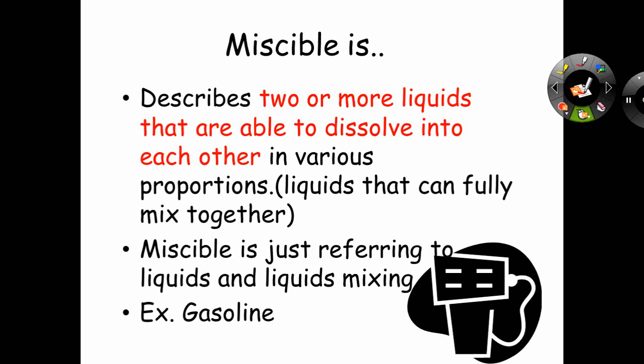Miscible. Miscible describes when 2 or more liquids are able to dissolve into each other in various proportions. Liquids can fully mix together. The other mixtures we were talking about are more like mixtures of solids, but here we're talking about mixtures of fluids or liquids. Miscible is just referring to liquids when we're mixing with other liquids. So gasoline is an example of a miscible liquid. It has tons of other liquids dissolved inside of it.